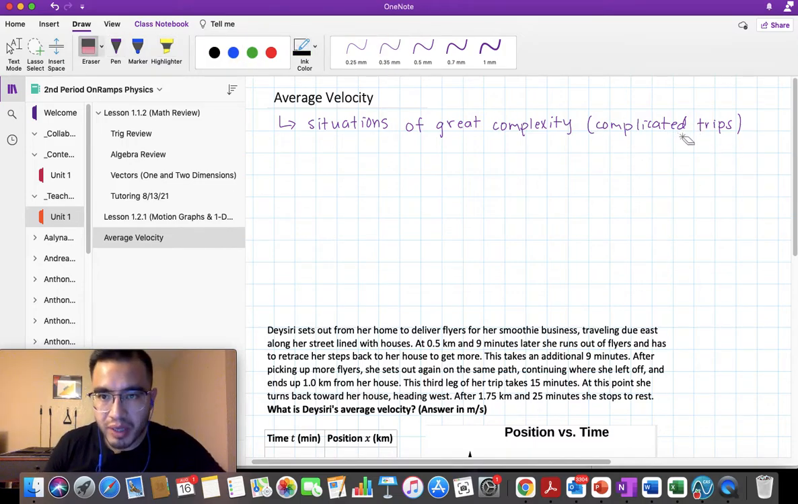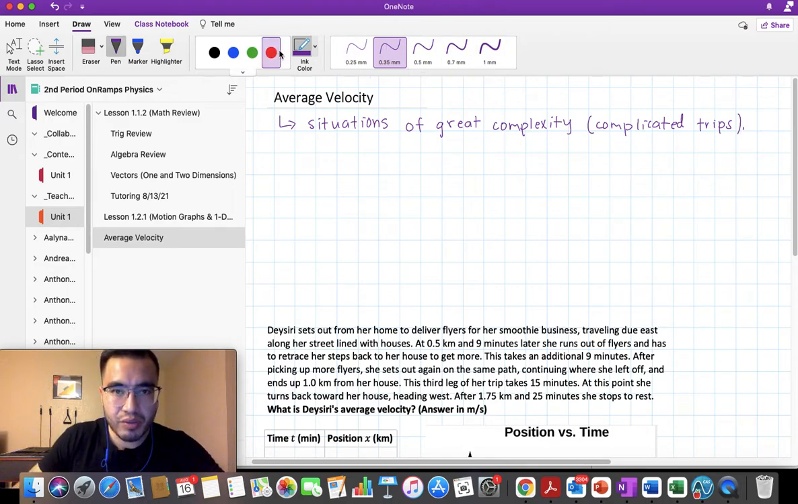And what is a complicated trip? What is a situation of great complexity? Well, we have an example problem. As you can see, it's very lengthy, and that's why it's a complicated trip, okay? So now, next, I would like to write down the equation, the formula for average velocity.